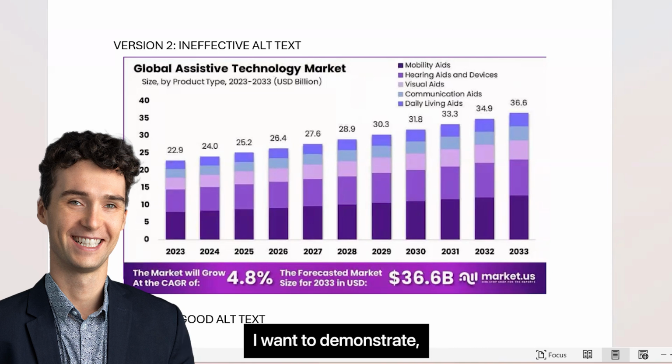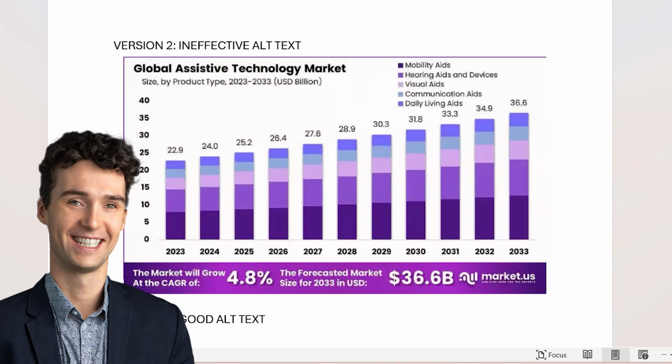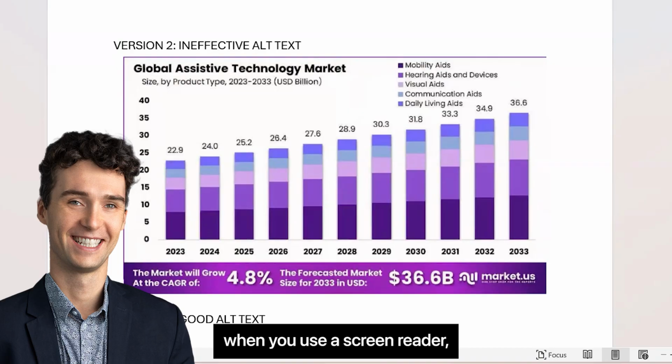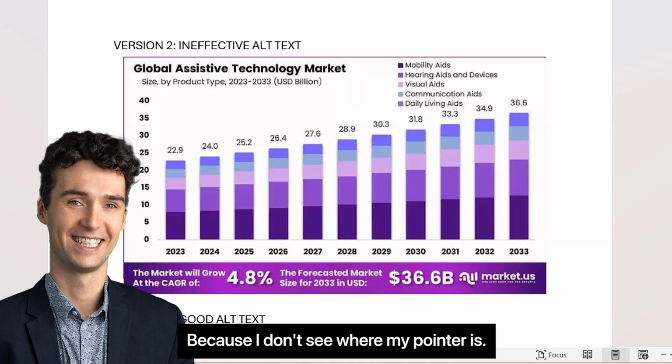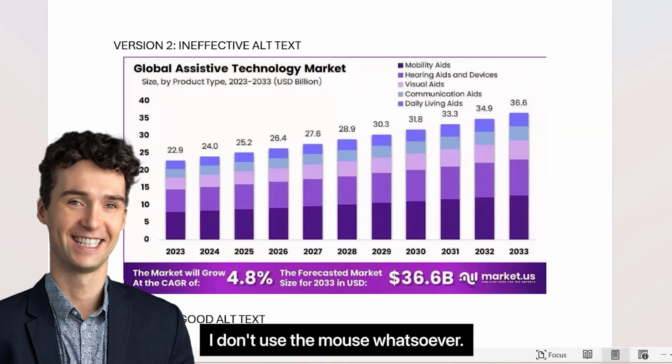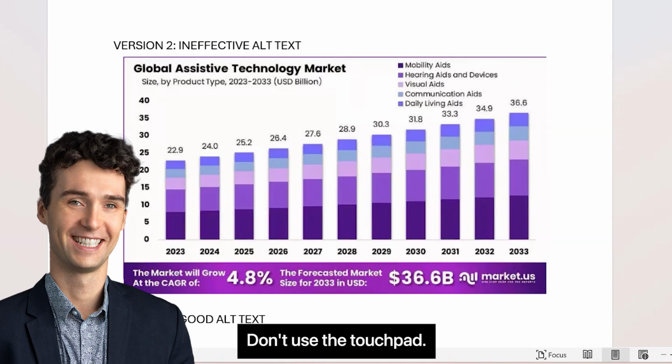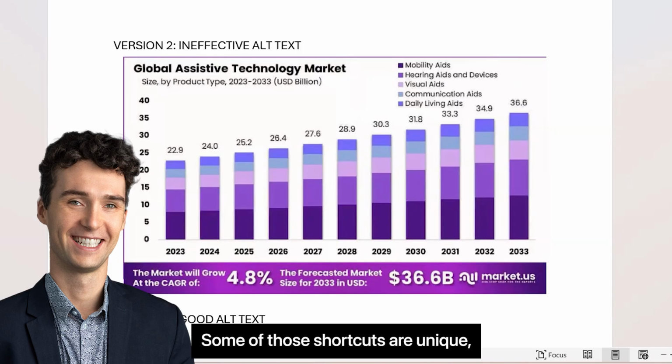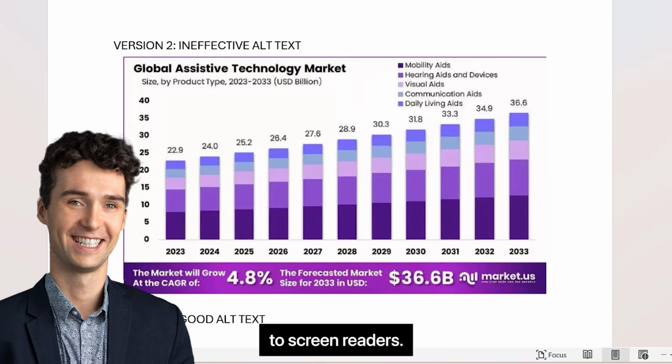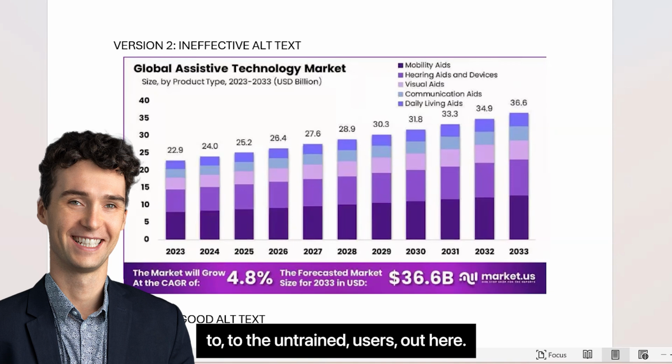So now the second thing I want to demonstrate, you've heard my screen reader say heading level 1, heading level 2. I want to explain what the heading structure is and why it's very important. You have to understand that when you use a screen reader, you navigate pretty much everything just with keyboard shortcuts, right? Because I don't see where my pointer is. I don't use the mouse whatsoever. Don't use the touchpad, just shortcuts. Some of those shortcuts are unique to screen readers, and so could be foreign to untrained users out there.